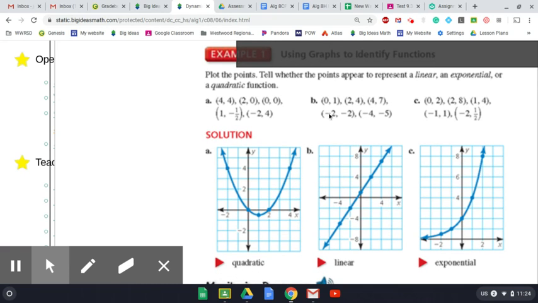Part B, we have these points here. They plotted the points on the coordinate plane, and these points look like they are forming a line. So when the graph forms a line, that would be a linear function. Part C, let's look at these points here. They plotted them on this graph here, and they're forming this curve, this hockey-shaped curve here. So when it's forming a curve like this, that's an exponential function.